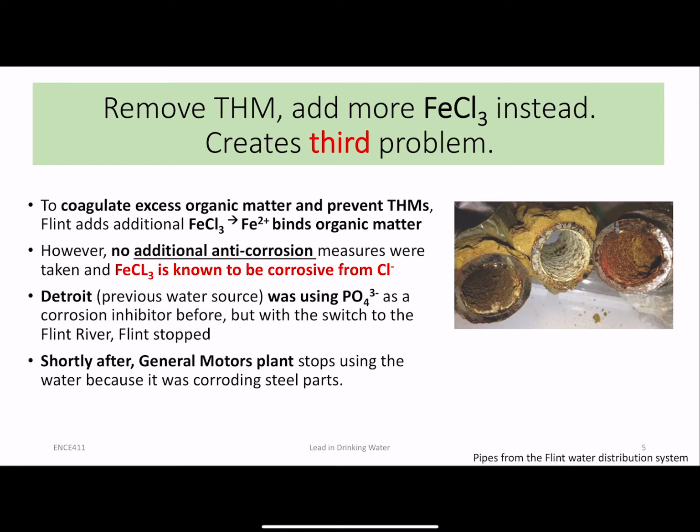But by adding this, they were adding chloride too. So the iron goes with the organic matter, but they have a lot of chloride in the water. And this chloride can cause corrosion in the pipes, as your fellow said before. With the previous water source, Detroit, they were using phosphate to prevent corrosion in the pipes. But Flint didn't use the phosphate because they were saving money, in theory. So after that, the corrosion started, and General Motors had a plant in Flint, and they stopped using the water because it was corroding the steel parts in the plant.